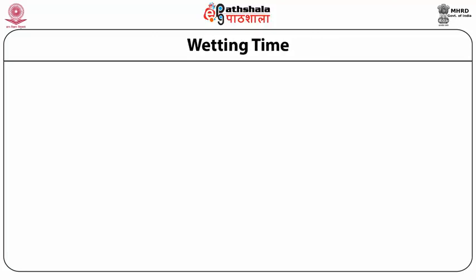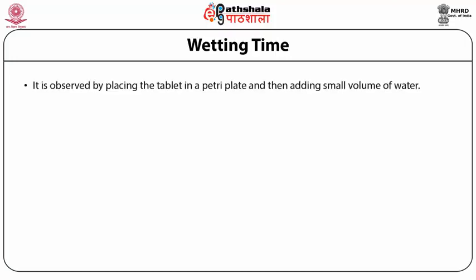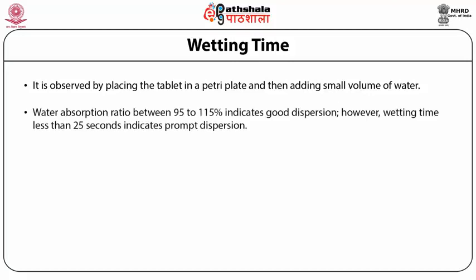Wetting time. Wetting time is a time which gives us an idea how quickly the tablet will show disintegration. It is observed by placing the tablet in a Petri plate and then adding a small volume of water. Water absorption ratio between 95 to 115% indicates good dispersion. However, wetting time less than 25 seconds indicates prompt dispersion.